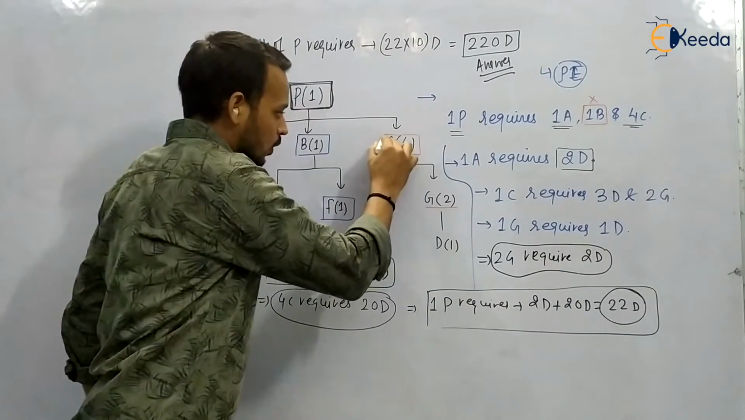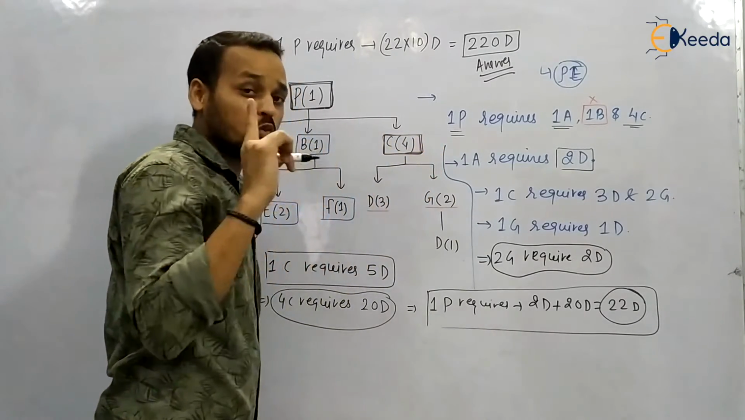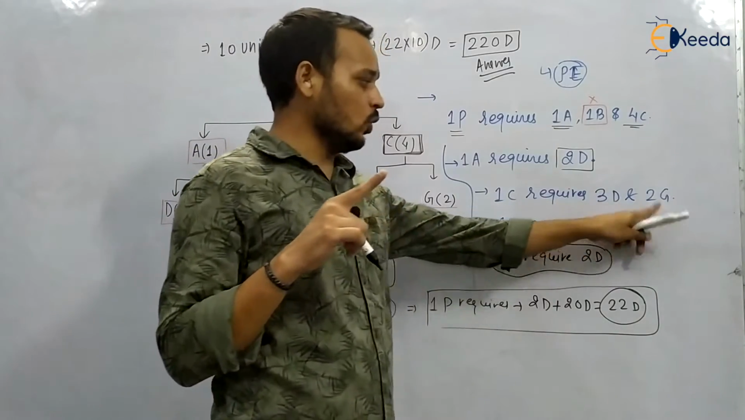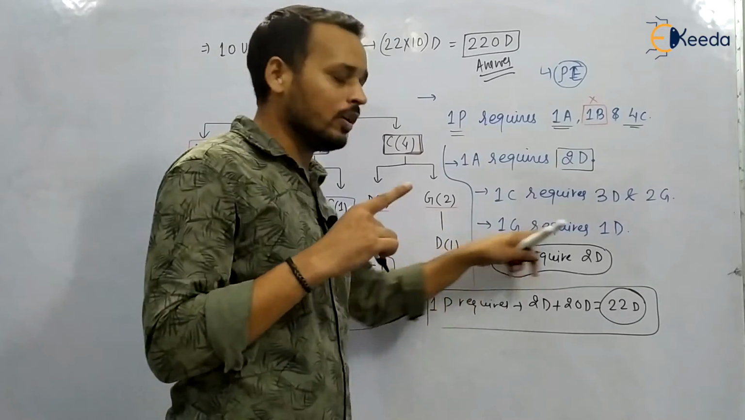But you have to take care that 4C doesn't require 3D. It is saying that 1C requires 3D and 2G, and 1G requires 1D. So 2G will require 2D.